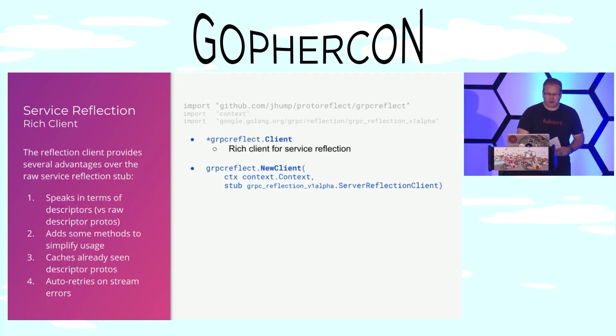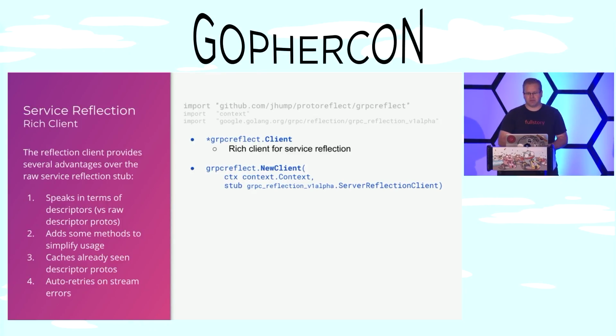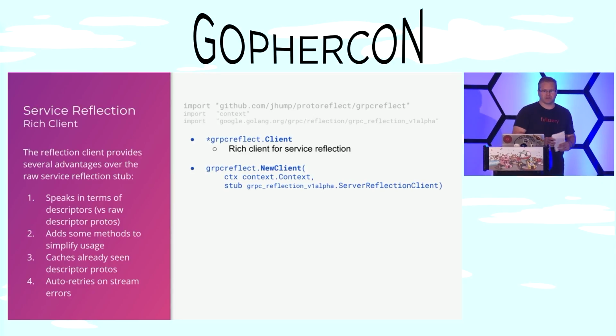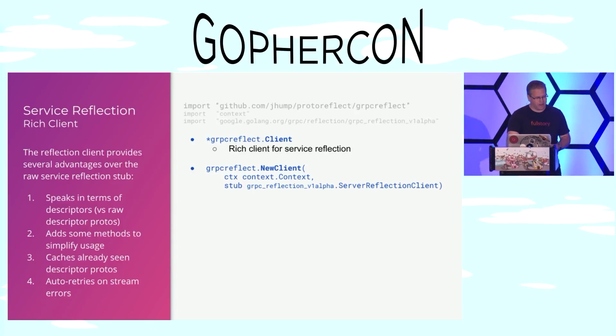So we can wrap it in a gRPC reflect client, and that provides a much simpler API, much easier to use. It has some other features, such as everything it returns is a rich descriptor, not just a raw proto. Again, that's going to make it much easier to use and navigate the RPC schema. And it'll even auto retry. So if you ask the server for a descriptor and the stream is for some reason broken, it will automatically recreate a new RPC stream and ask again.